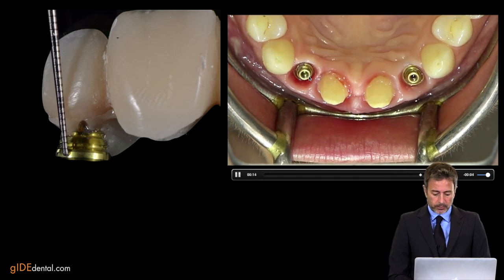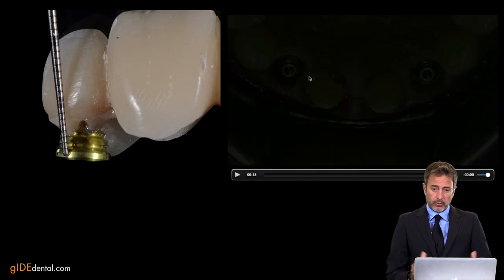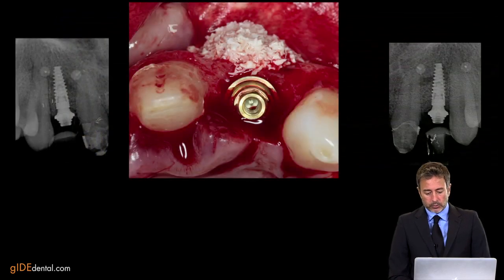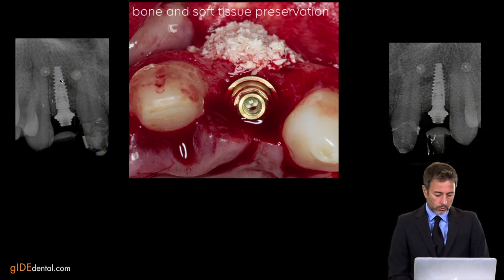And now we are playing with 2 millimeters, which is close to the clinical crown, like you can see here. Again, bone and soft tissue preservation, you can see here in the radiographs. We don't remove the pins. This is using the immediate intermediate abutment concept in a case with a guided bone regeneration procedure.